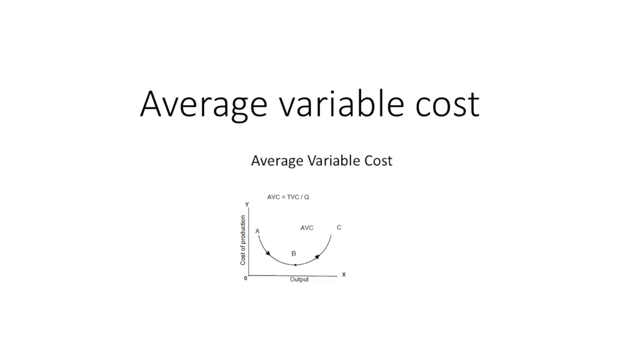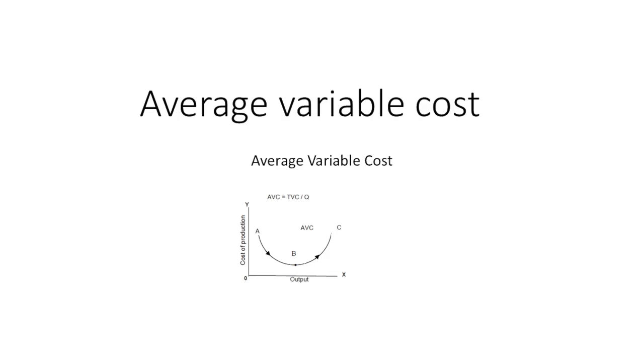Due to the diminishing returns, the additional variable input produces less proportionate output. That's why it increases the cost per unit. In short, to sum up, average variable cost decreases during increasing returns, reaches a minimum at optimal production, and increases when diminishing returns set in.